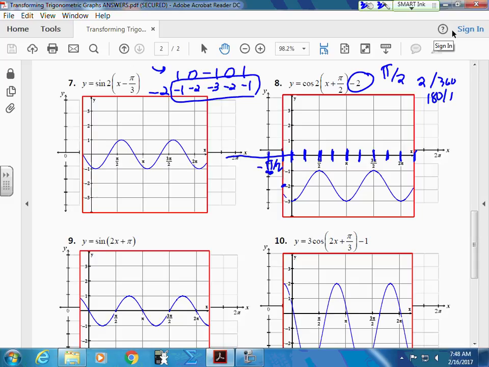Then I go to negative 3. Then I come back up to negative 2. Then I come back up to negative 1. Okay. Do you see it? It's kind of hard to see.